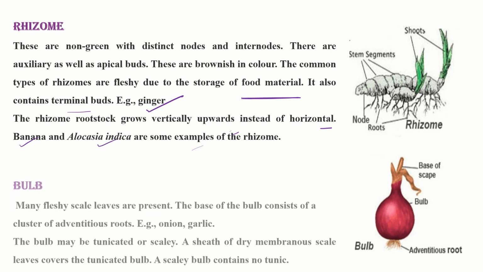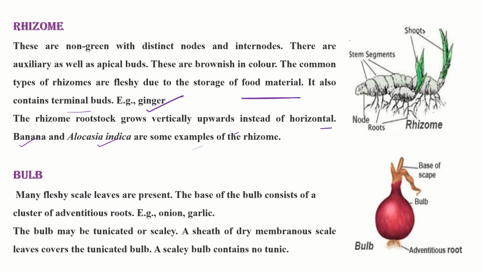Alright. Next we come to bulbs. Many fleshy scale leaves are present in this bulbous structure. The base of the bulb consists of a cluster of adventitious roots. Suppose this is a structure, this is the reduced stem part which we normally throw away. From here, these adventitious roots grow. It is found in onions, garlic. The bulb may be tunicated or scaly. A sheath of dry membranous scale leaves covers the tunicated bulb. A scaly bulb contains no tunic.